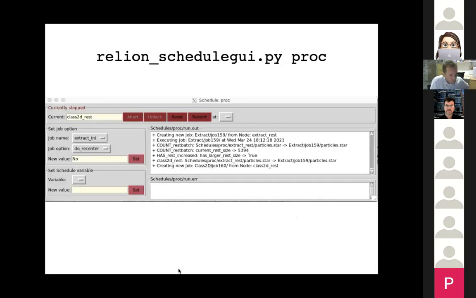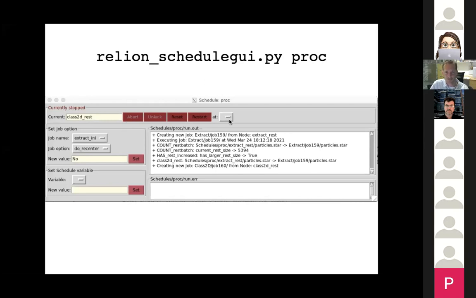So if you run this system through Mdcatch by Grigory, or you run it just on the command line using the RELION.py GUI, then you can follow the process of the different schemes. You can run this little GUI called RELION schedule GUI.py, and you can run it on both the proc and the prep scheme, and it will tell you whether this scheme is actually running, and if it is, then you can abort it, and if it's not running, you can restart it at any point.